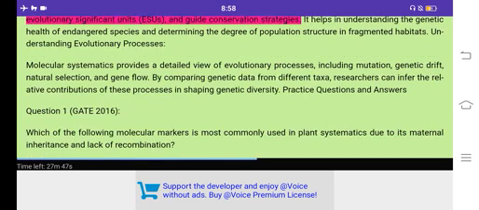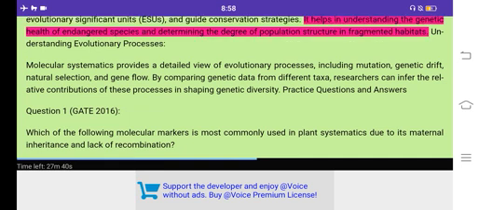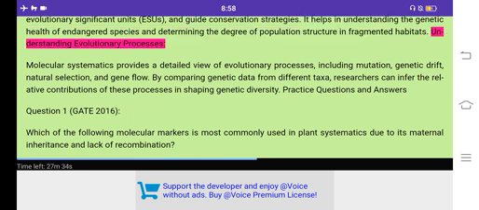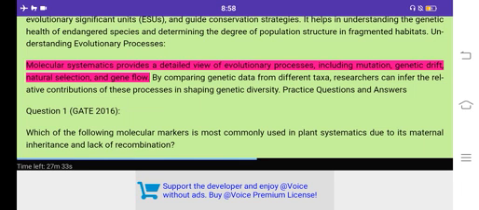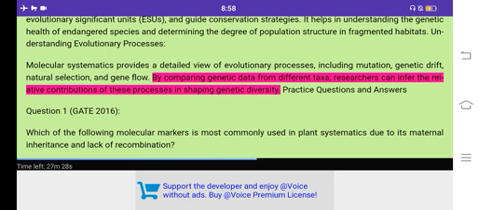Molecular systematics is used in conservation biology to assess genetic diversity within populations, identify evolutionary significant units (ESUs), and guide conservation strategies. It helps in understanding the genetic health of endangered species and determining the degree of population structure in fragmented habitats. Understanding evolutionary processes. Molecular systematics provides a detailed view of evolutionary processes, including mutation, genetic drift, natural selection, and gene flow. By comparing genetic data from different taxa, researchers can infer the relative contributions of these processes in shaping genetic diversity.